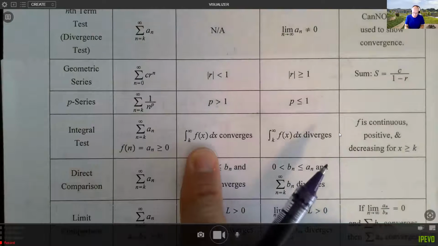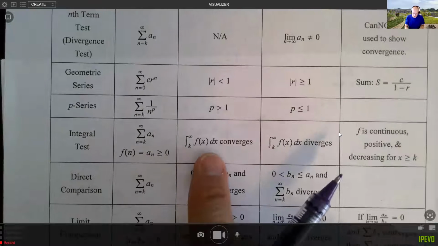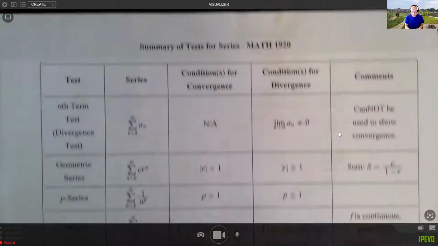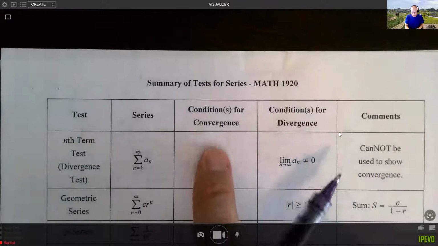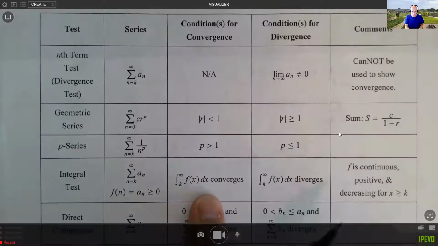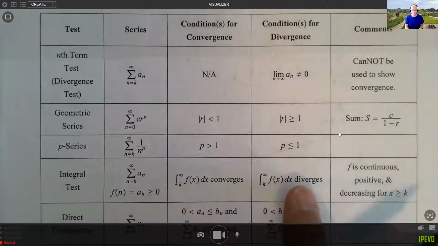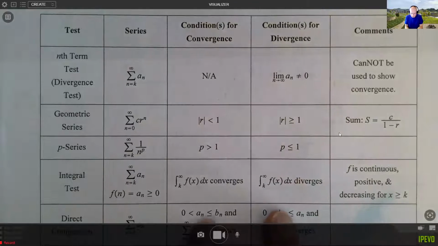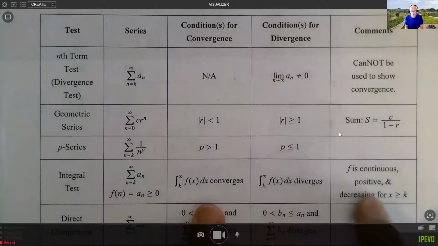Basically, if the corresponding improper integral converges, then our series converges. This column right here is the conditions for convergence, right? Our series will converge if the improper integral converges, or if the improper integral diverges, then our series will diverge. So they converge or diverge together. Of course, we do have this situation.